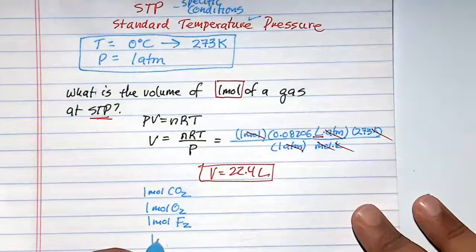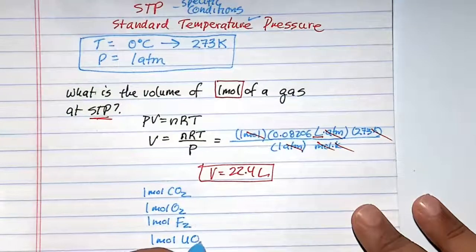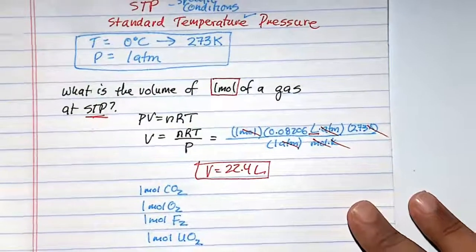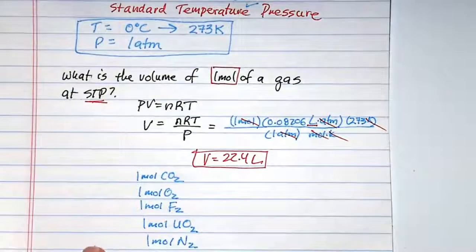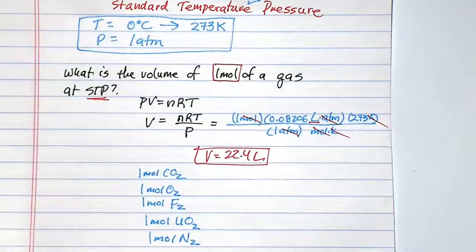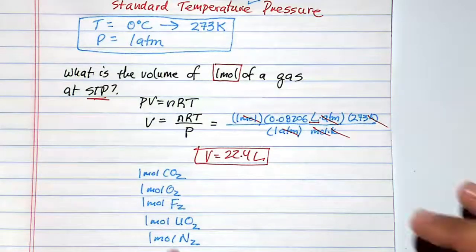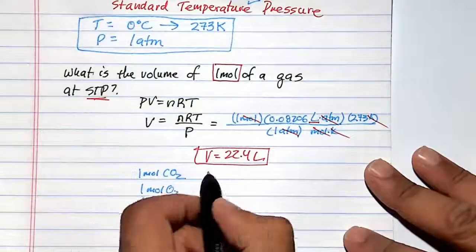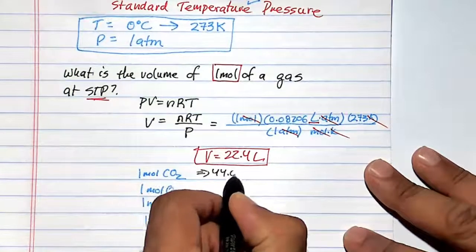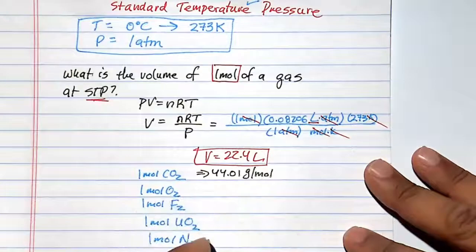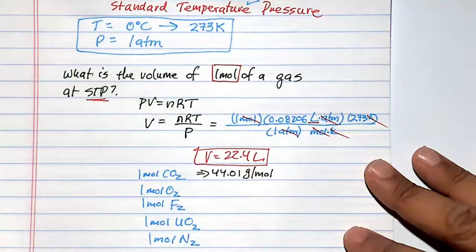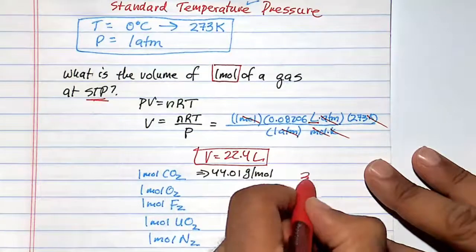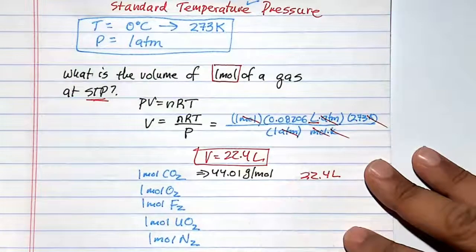So, if I have 1 mole of this strange gas called UO2, or if I have 1 mole of nitrogen gas, whichever gas I have, its volume is still going to be 22.4 liters. What's strange is that 1 mole of CO2, we know, has a molecular weight of 44.0 grams per mole, but 1 mole of it at STP will still occupy 22.4 liters.